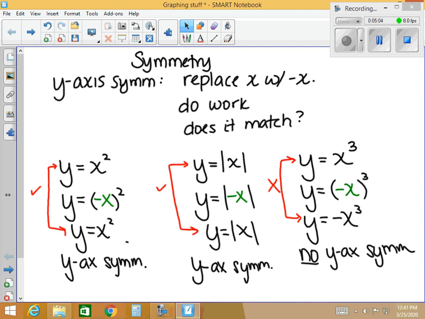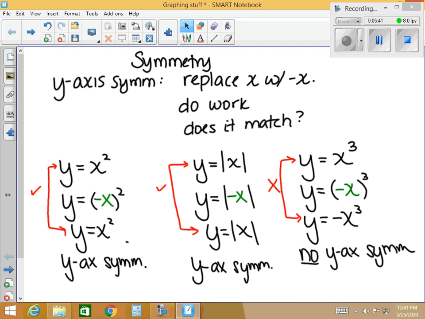In the middle, if I replace x with negative x, the absolute value of negative x is the same as the absolute value of positive x, which means I get the same function back out of that. So yes, it has y-axis symmetry. On the third one, however, if I replace x with negative x, when I cube negative x, I get a negative x cubed. That is not the same as the function that I started with, so I say no. That function does not have y-axis symmetry.